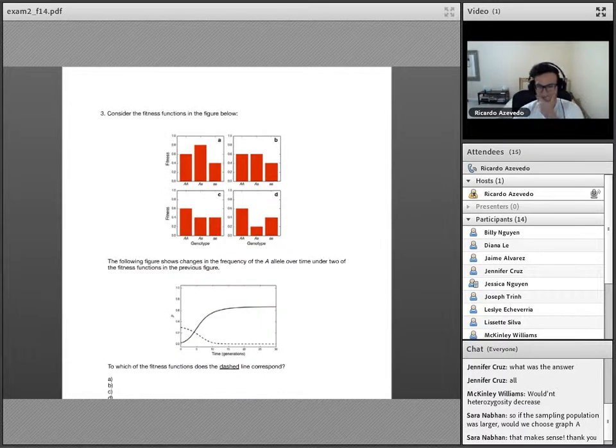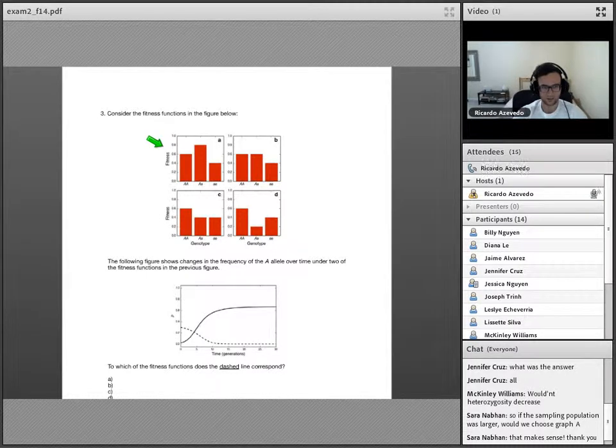So now, consider the fitness function in the figure below. Sorry for that. Consider the following fitness functions. So there are four bar graphs with fitness and genotypes. Again, it's a two locus, two allele situation.